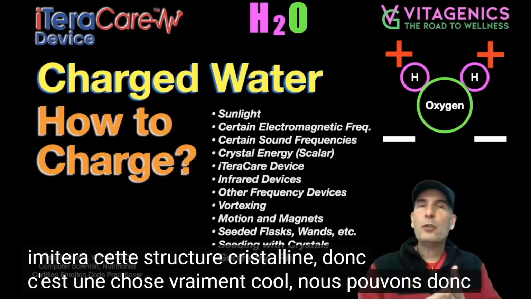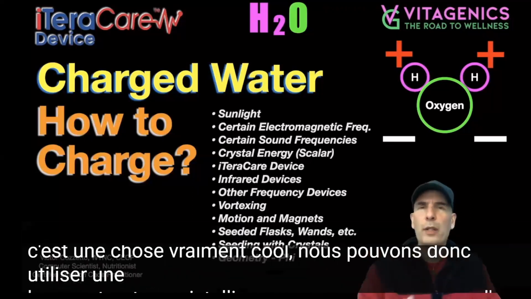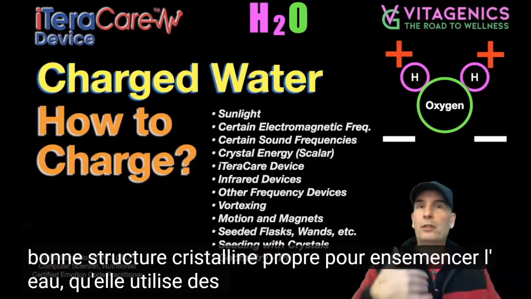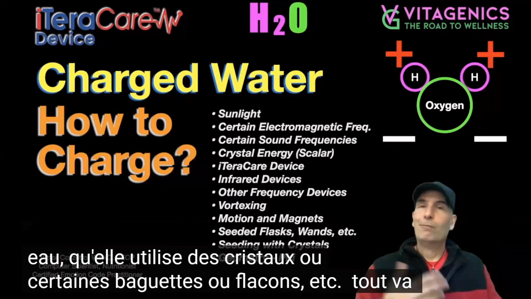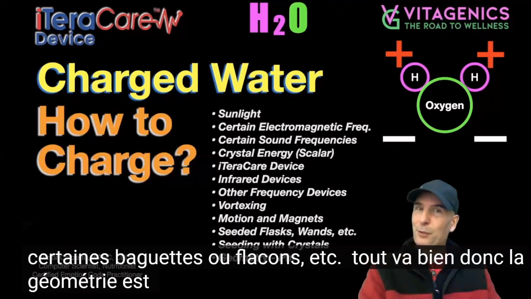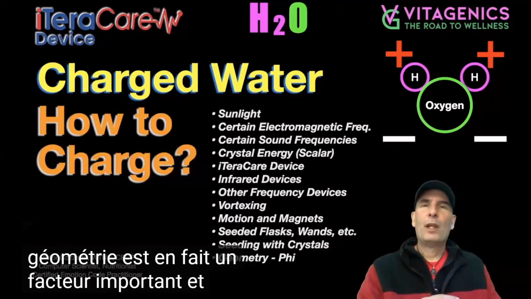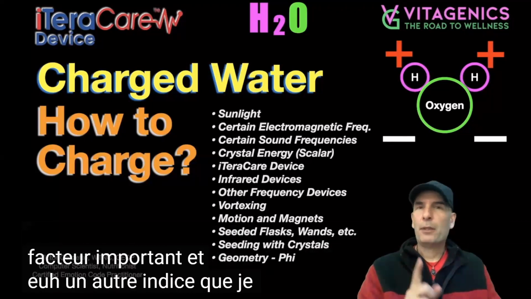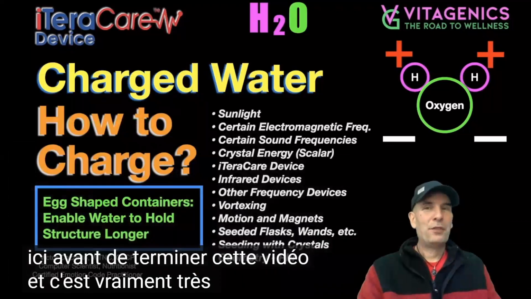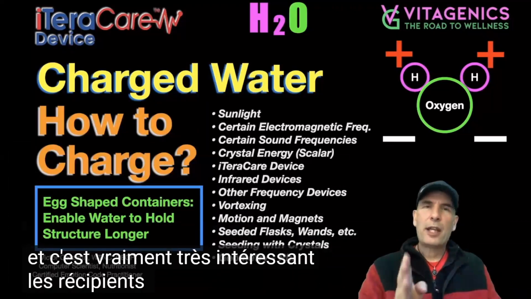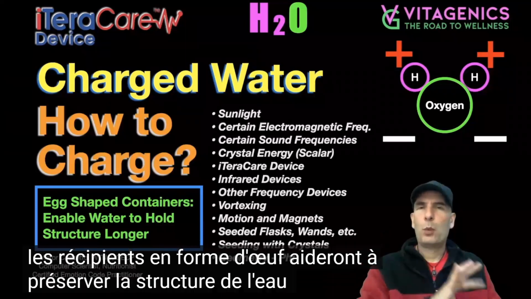So we can use a good, clean crystal structure to seed the water, whether it's using crystals or certain wands or flasks, etc. All good. So geometry is actually an important factor. And one other hint I'm going to give you here before I end this video, and this is really pretty interesting. Egg-shaped containers will help to preserve the structure of water longer.